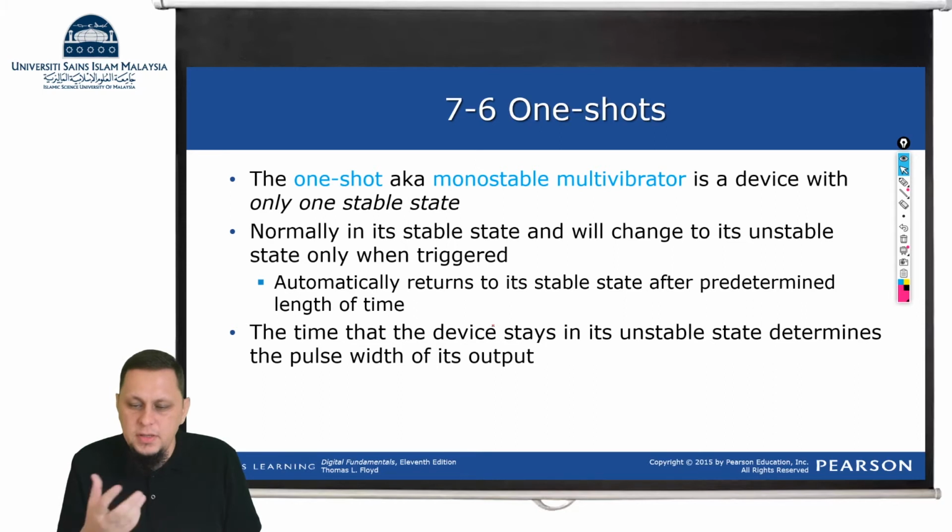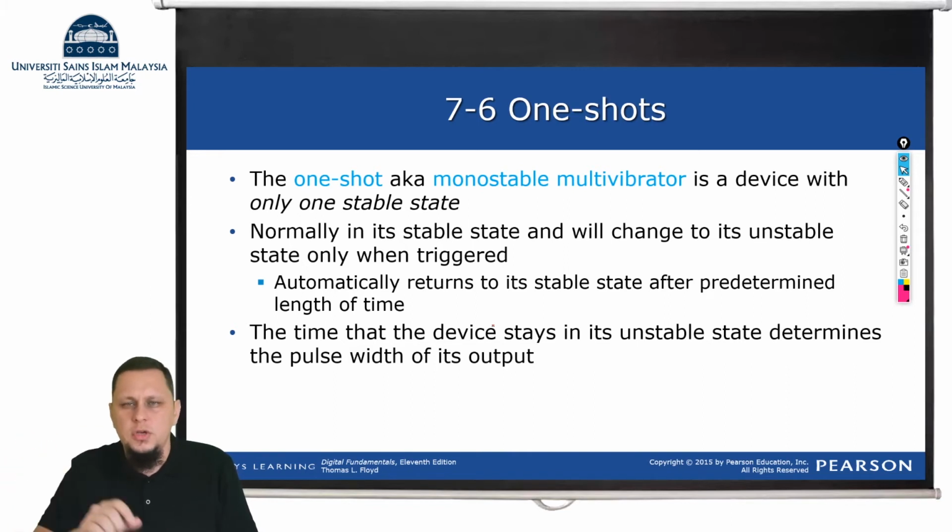But in this case, this one-shot is normally in a stable state, and it will change to an unstable state only when triggered. So when you trigger it, it will change position and then go back to its original position. That's why it's called the one-shot. It changes once, like one shot, and then goes back to the original position.